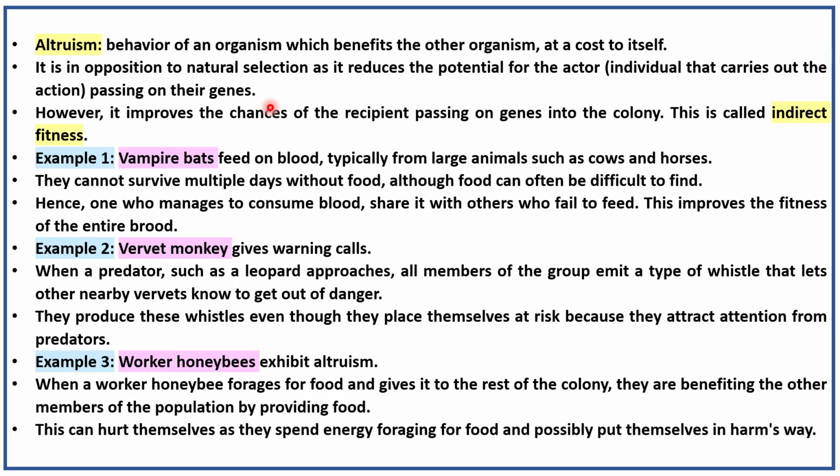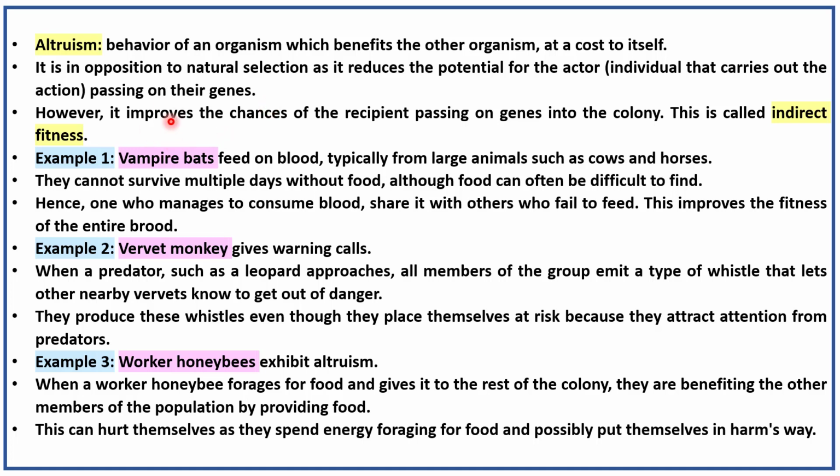So what do we know about natural selection? Nature selects the organism who is fittest and who passes on the gene to his or her offspring. But in case of altruism, the fittest organism, called the actor, helps others but at a cost to itself. This makes the donor weak and reduces the reproductive potentiality.